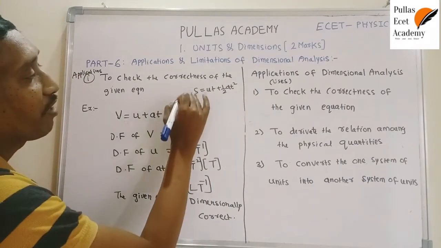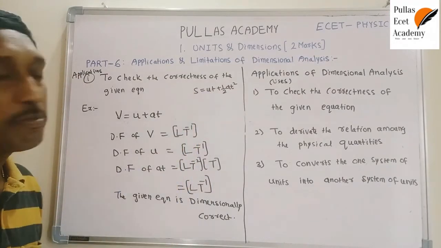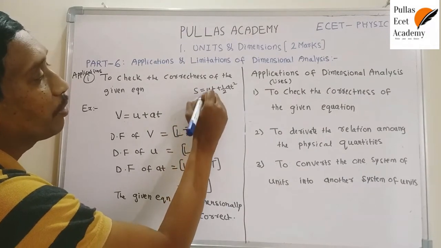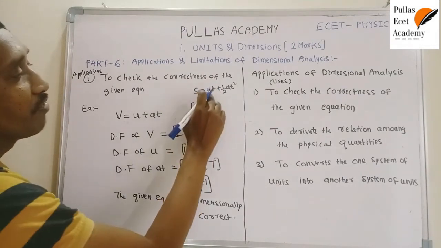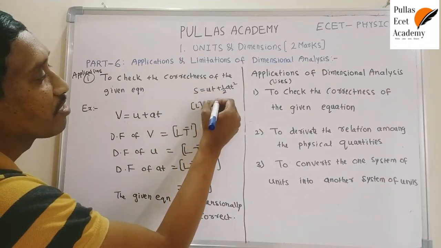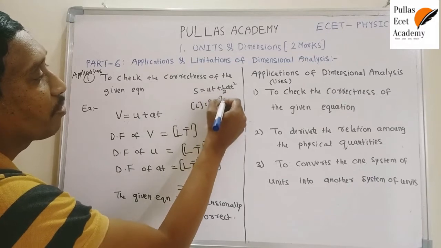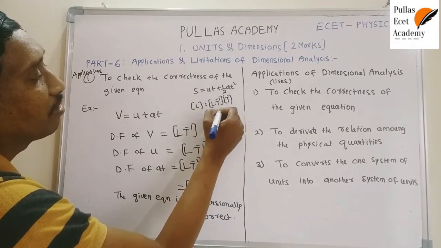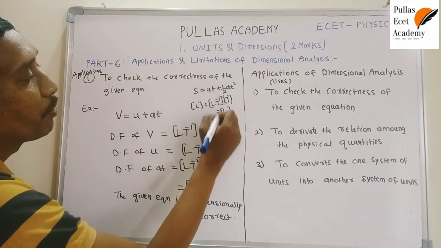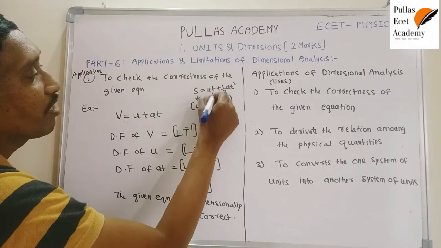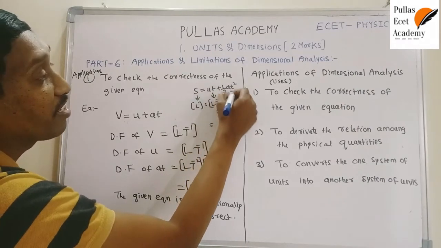How can we understand? Here S stands for displacement, and the dimensional formula of displacement is L. Next, the second physical quantity is ut. The dimensional formula of ut is LT⁻¹, and the dimensional formula of T is T. So LT⁻¹ into T is L. So the dimensional formula of ut is L, and the dimensional formula of S is L. Then what is the dimensional formula of half at square?